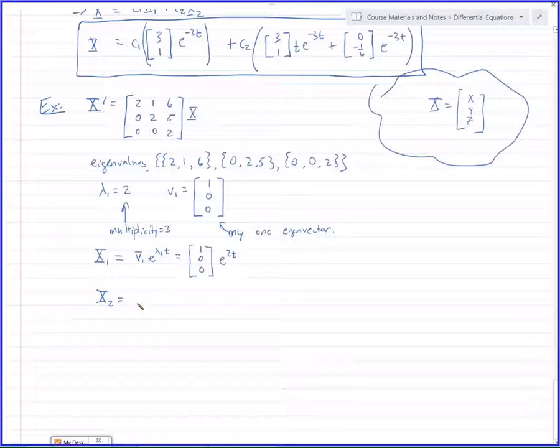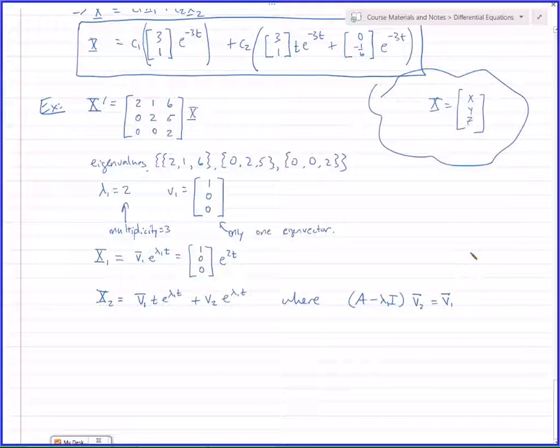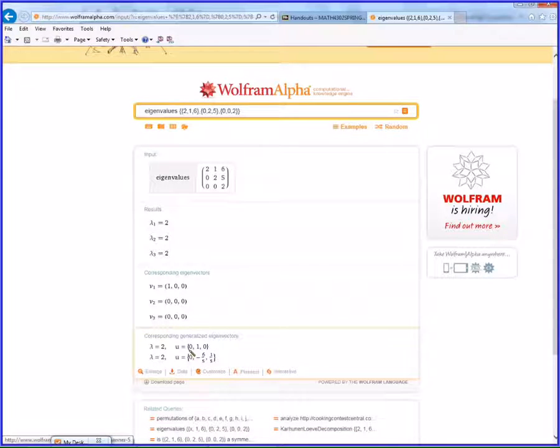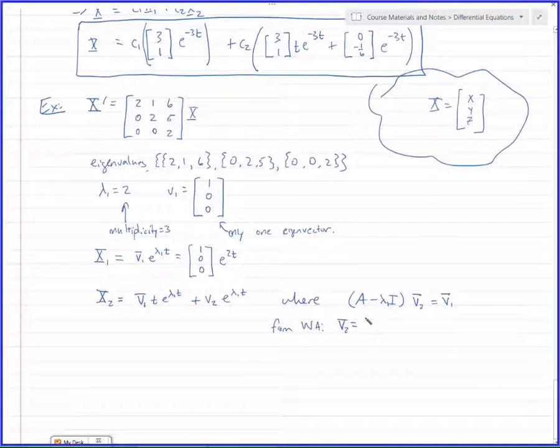Your x2 will be V1 t e to the lambda 1t plus V2 e to the lambda 1t, where A minus lambda 1I times your unknown V2 is equal to V1. You solve this. But the good news is Wolfram Alpha already solved this for me and came up with something called a generalized eigenvector. So if I go back here, look at U is 0, 1, 0. This is the corresponding generalized eigenvector. So V2 turns out to be 0, 1, 0.